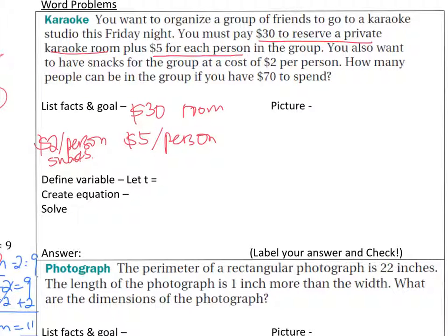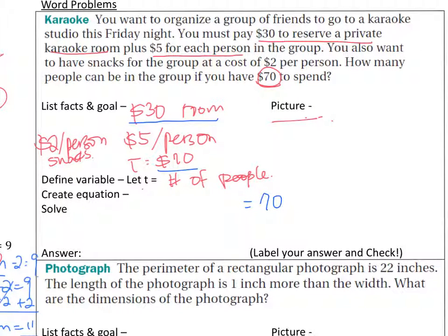How many people can be in the group if you have $70 to spend? So the total is $70. We can let T be equal to the number of people. In this case, I don't have a picture to draw. If you're given the total, $70, you could put that on one side of the equation. $30 per room is a fixed cost, so I can do $30 plus.